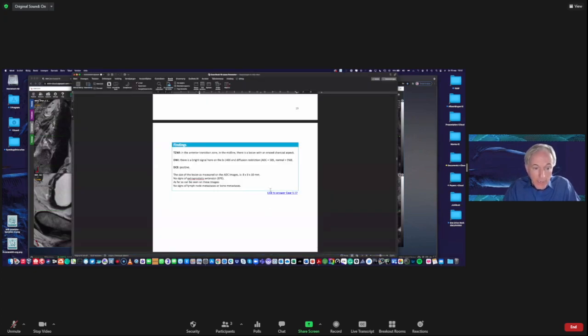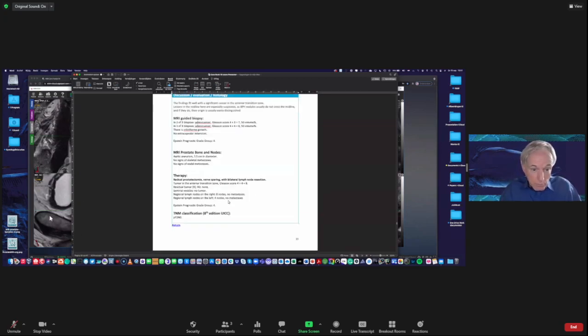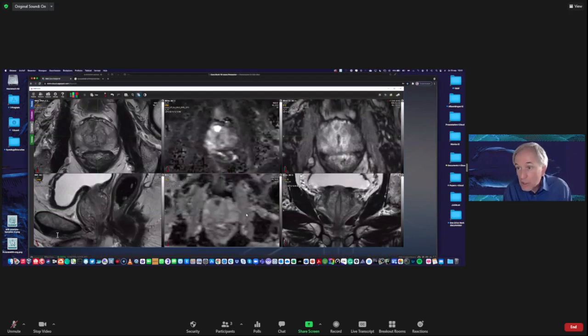This patient had a prostatectomy. There were no positive lymph nodes. He had an aggressive tumor. 4+4 is 8. So thanks to MRI, this tumor was found. And the patient had the appropriate therapy, which was removal of the prostate, and up to now he is very healthy. I think with this I'm at the end of my talk.